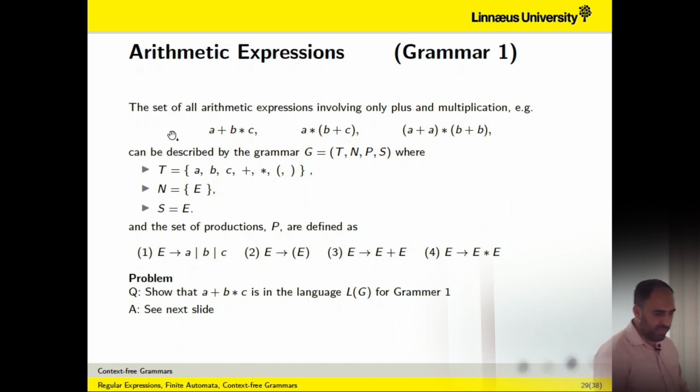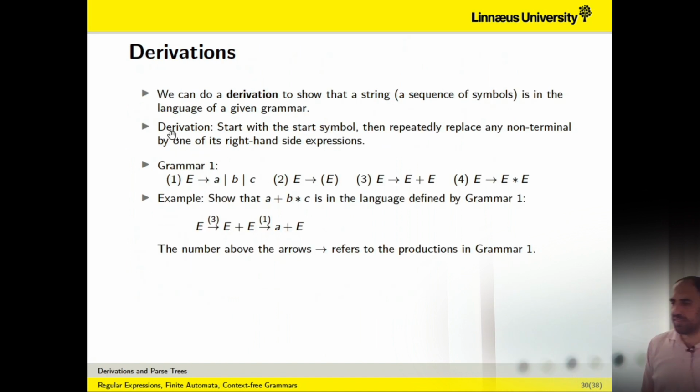And how can we use these production rules to derive something? For example, here a plus b multiplied by c. We have these 1, 2, 3, 4 different production rules. The first rule says that E can be replaced by either a or b or c, which are our terminal symbols. The second rule says small parentheses and in the middle the non-terminal symbol, the helping symbol E again. Then we have E plus E, and then E multiplied by E.